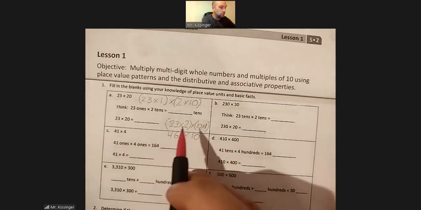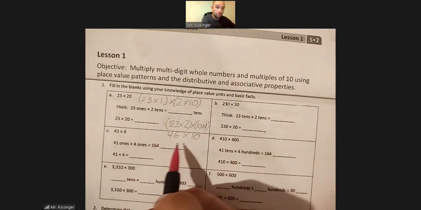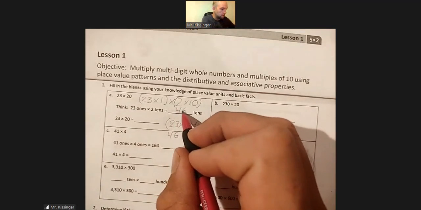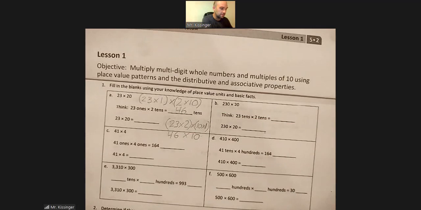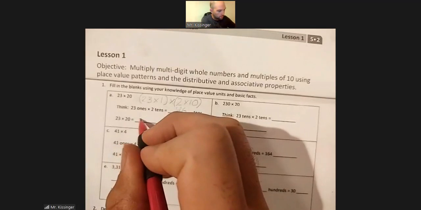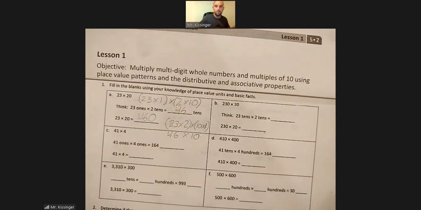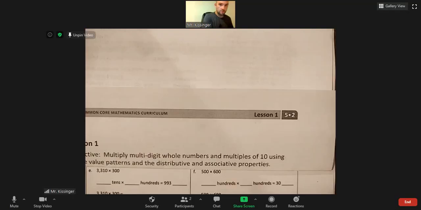So how many tens do we have? 46 times 10, or 46 tens. And then what is 46 times 10? 46, and we have a 0 on the end to make it 460.